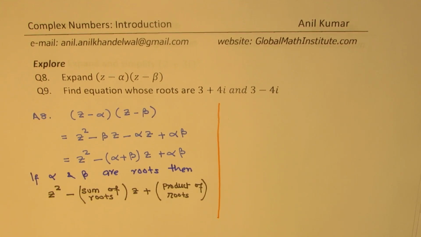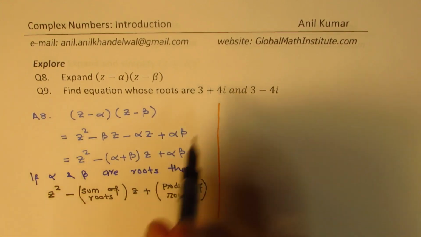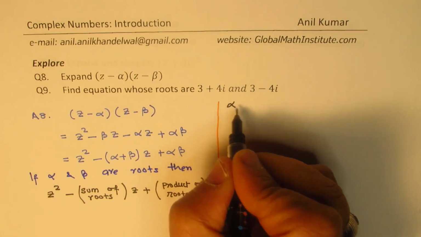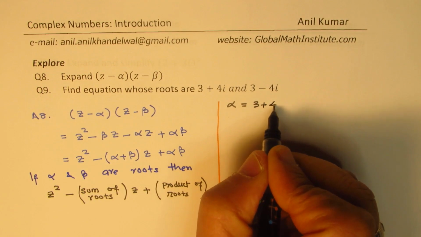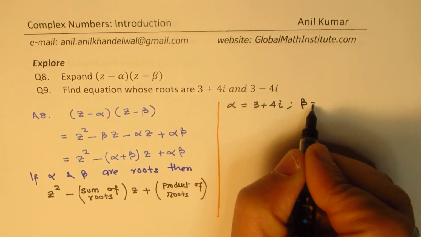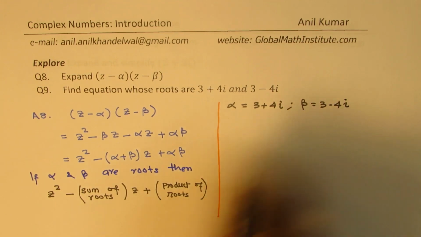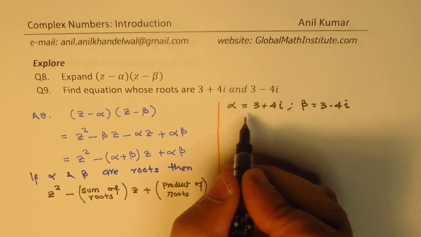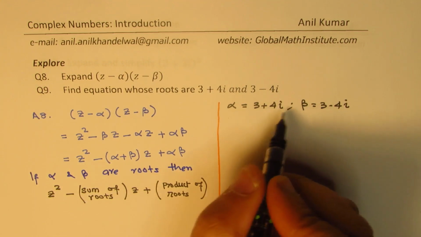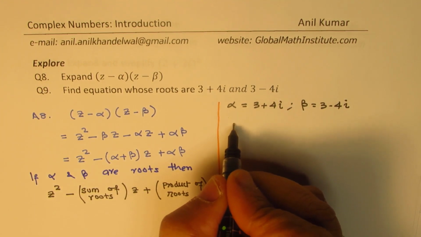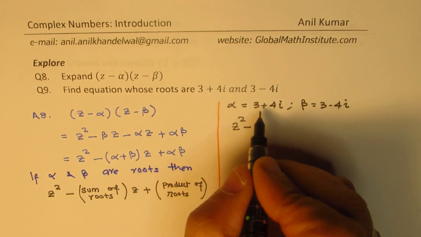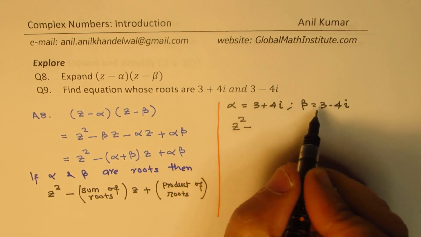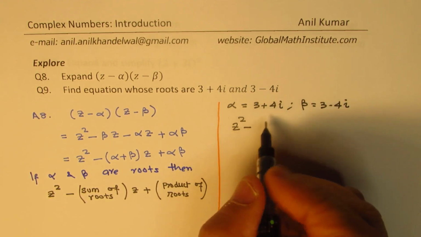Now, question number 9 is, we are given the roots, right? So the two roots, let's call them alpha and beta. So alpha is 3 plus 4i and beta is 3 minus 4i. Now these roots are conjugate roots. We need to find the quadratic equation with these roots. So we can write that the quadratic equation will be written as, since these are the roots, z squared minus sum. So what is the sum of roots? Alpha plus beta is 3 plus 3, right? Which is 6.